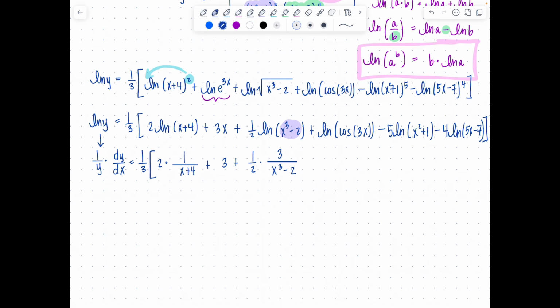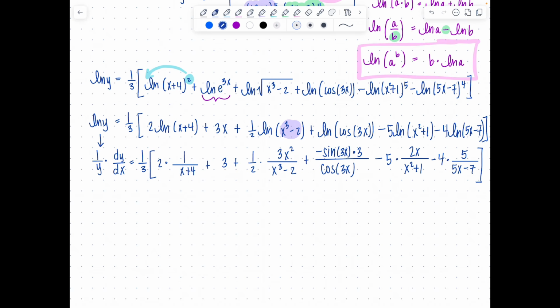That's 3x squared. Plus, okay, the derivative of natural log of something is 1 over the something. And then the derivative of cosine of something is negative sine of that same something, times the derivative of the something again. There you go, chain rule in action. Minus 5 times the derivative of ln of x squared plus 1, put x squared plus 1 down here. The derivative of x squared plus 1 is 2x, that goes up top. Minus 4 times the derivative of ln of 5x minus 7, which is 1 over 5x minus 7 times a 5. Bada bing, bada boom. Okay, now let's just clean up, and we're almost there.